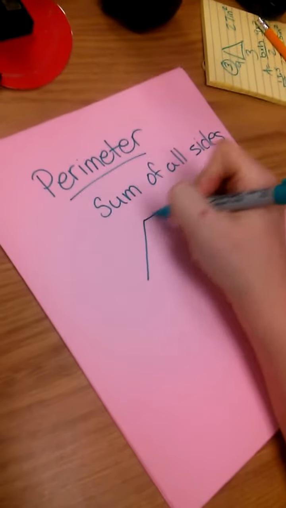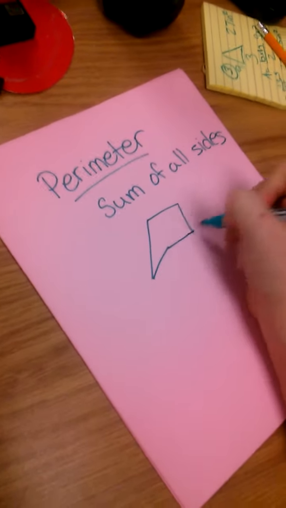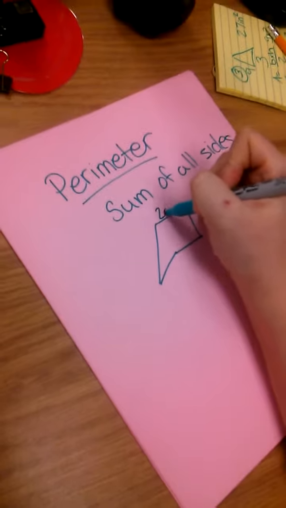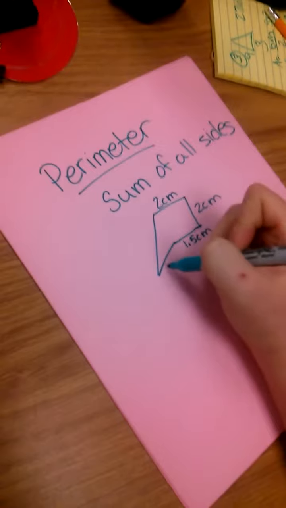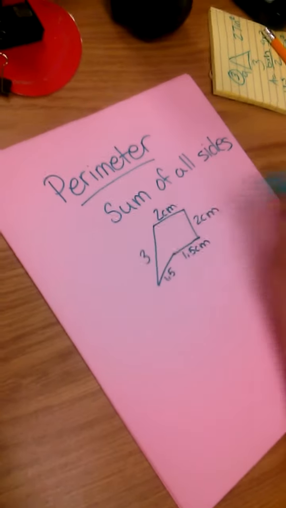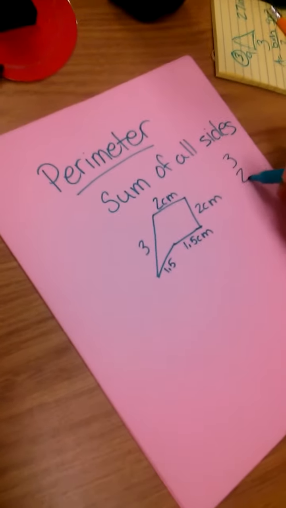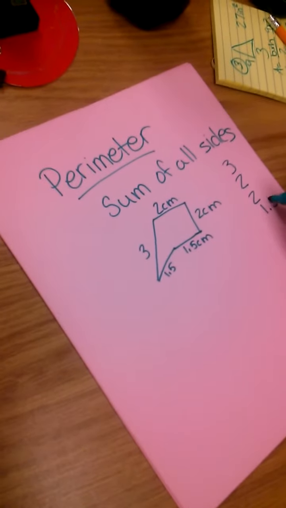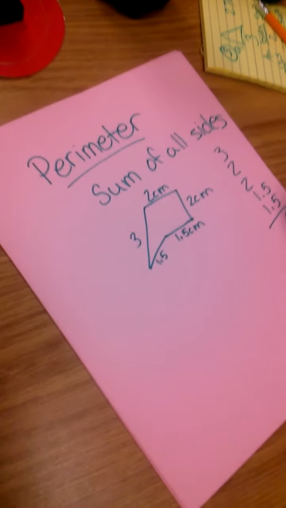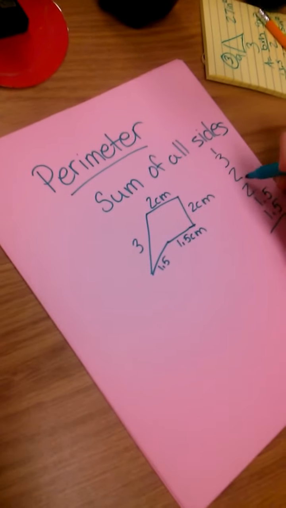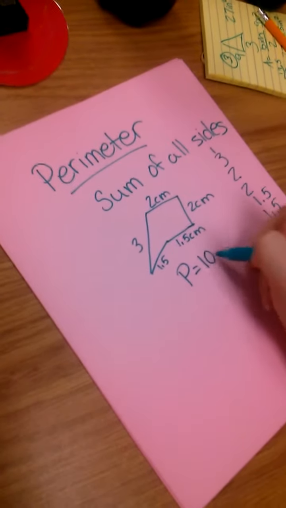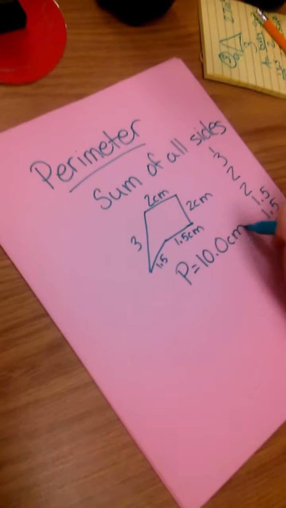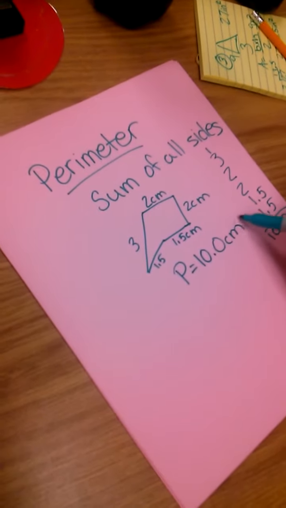So, if I take any shape whatsoever, if that's 2 centimeters, and that's 2 centimeters, and this is 1.5 centimeters, and that's 1.5, and this is 3. I would then say 3 plus 2 plus 2 plus 1.5 plus 1.5. 3, 4, 5, 6, 7, 8, 9, 10. So my perimeter would be 10.0 centimeters. Remember, with perimeter, there is no little number up there.